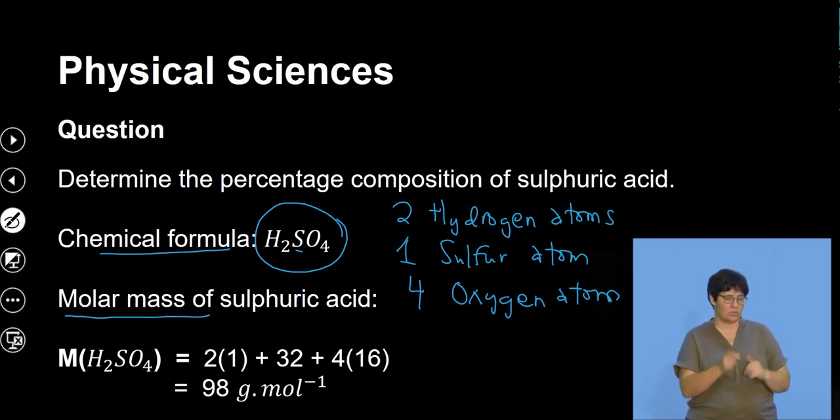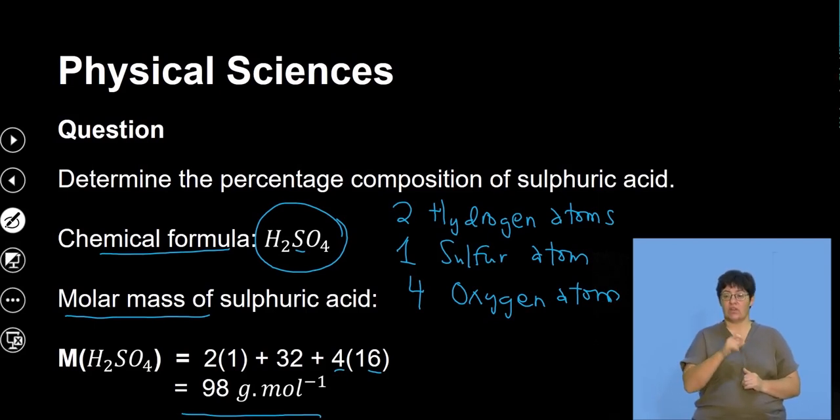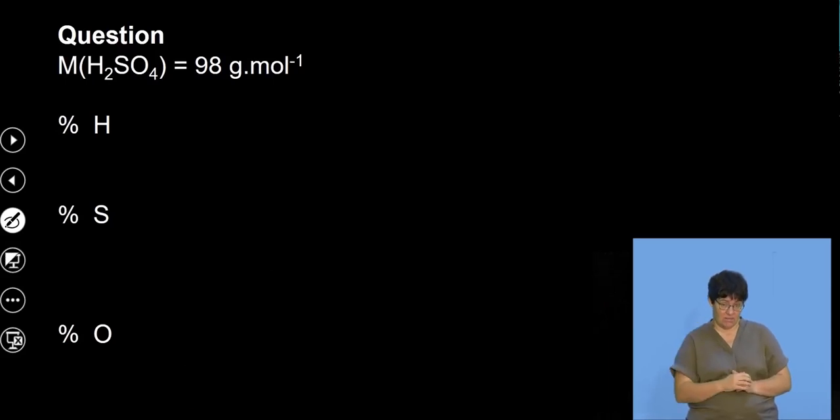Now, each sulfur atom has a mass of 32 grams per mole. Each oxygen has a mass of 16, but there are 4 of them. So the molar mass of this compound, which is sulfuric acid, is actually 98 grams per mole. Now, if we were to determine the percentage composition of each of the elements that make up this substance, we've got hydrogen, sulfur, and oxygen.